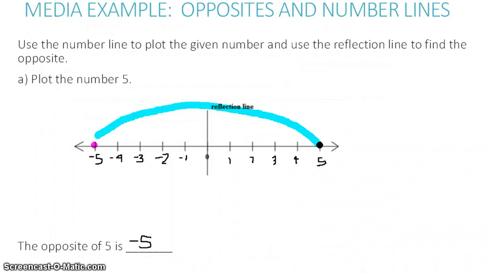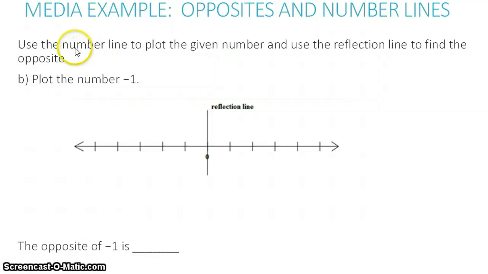Let's look at the next example. Use the number line to plot the given number and use the reflection line to find the opposite. So first we're going to plot the number -1. So I'm going to start at 0. -1 would be in this direction. And I'm just going to label the points. And then I'm going to label the positive values. And 5.